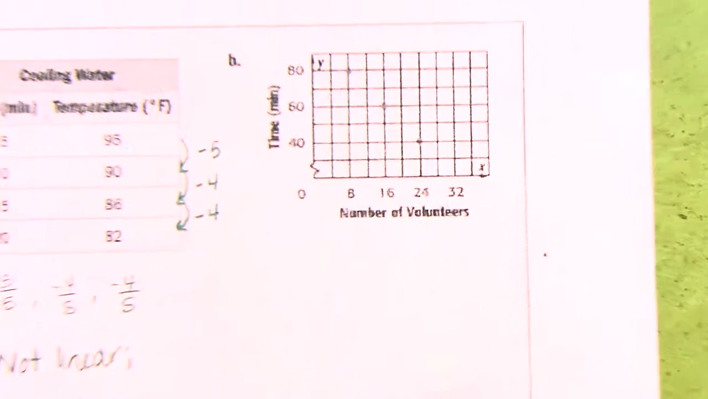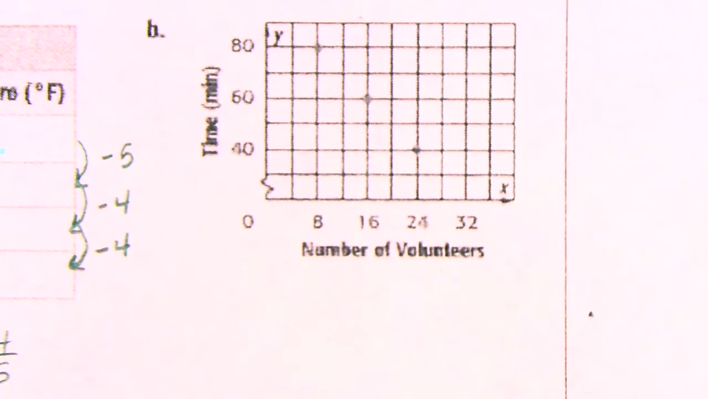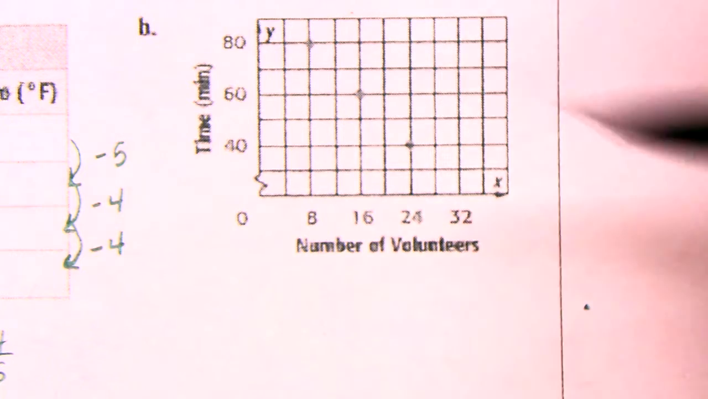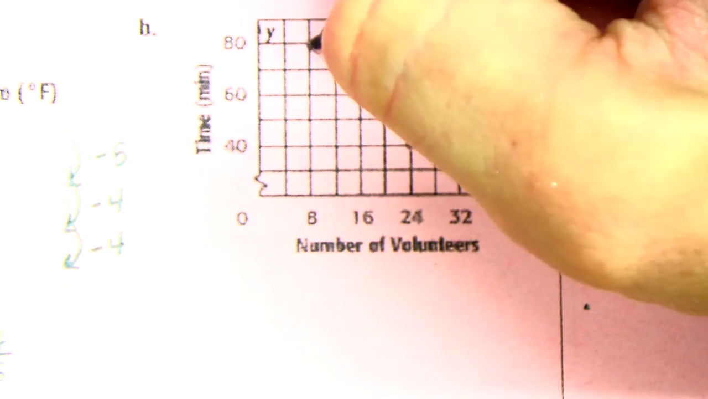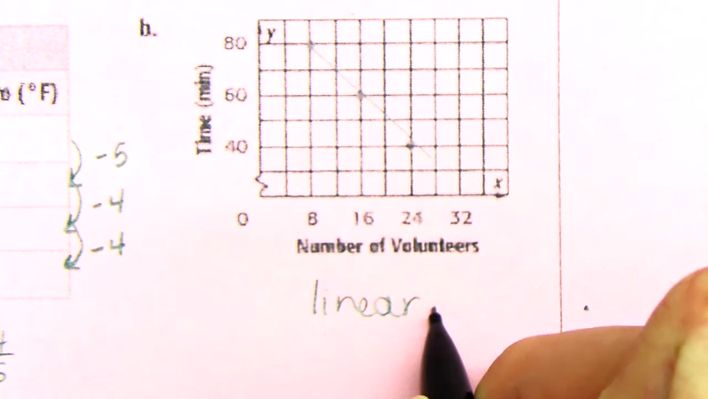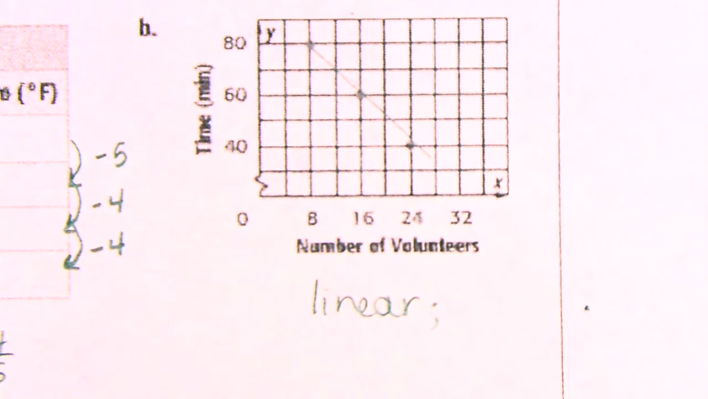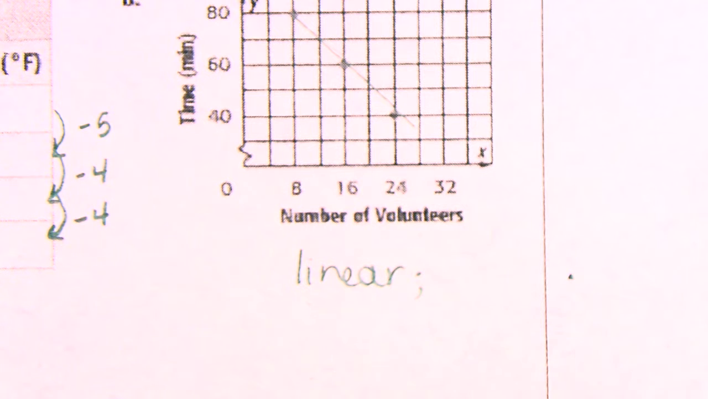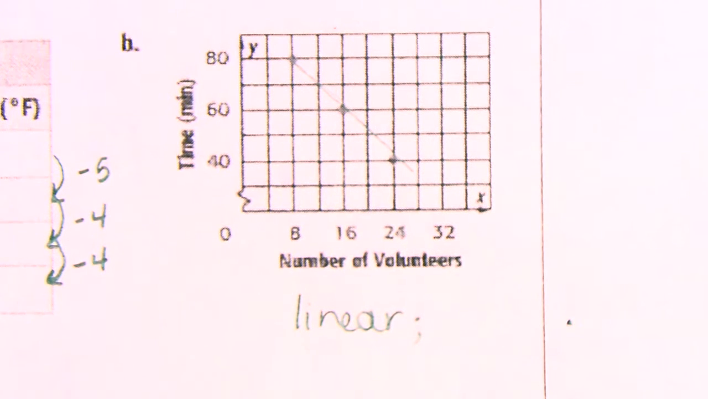Now, if I'm looking at that graph, that looks like a pretty straight line. Okay? It looks pretty straight. It changes the same every single time. So yes, it's linear, but we have to also give the constant rate of change. So let's pick 2 points. Doesn't matter which two. These are all pretty nice and friendly points. Okay, so this one is 8, 80. This one is 16, 60.